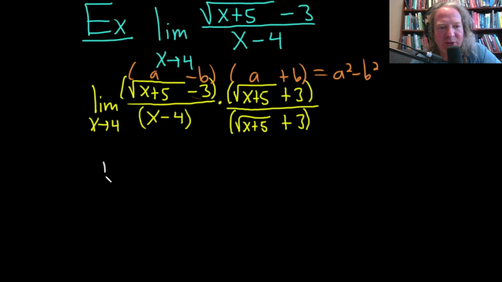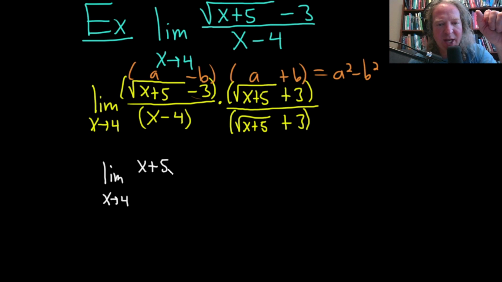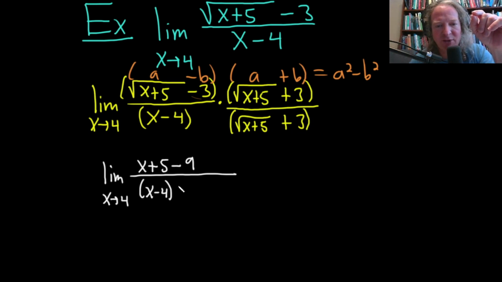So this is all equal to the limit as x approaches 4. And then it's just going to be a squared minus b squared in the numerator. So when you square this square root, it's going to go away. So we're just going to get x plus 5, and then minus b squared, but we said b is 3, so minus 9. All divided by, we still have the x minus 4 here. And you want to be really careful. I've messed this up before in the past myself. You want to not forget this bottom piece here, square root x plus 5 plus 3.